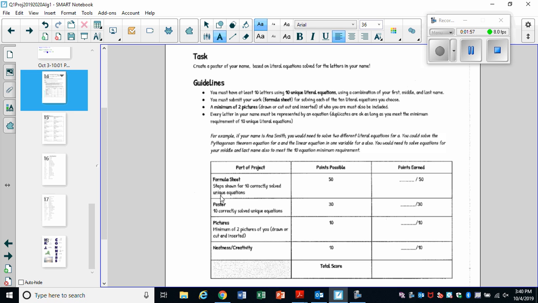Breakdown of the points. Your formula sheet, you show your steps for all 10 problems. The poster, you list the letters of your name and your formula. Pictures and neatness. That's the breakdown of all the points for this project. It is a 100-point total project.